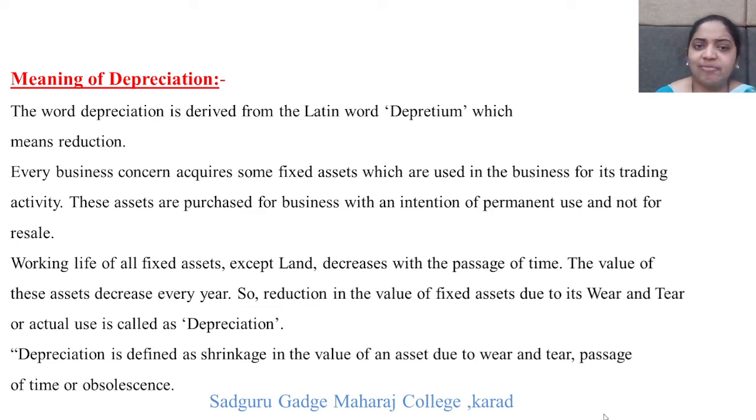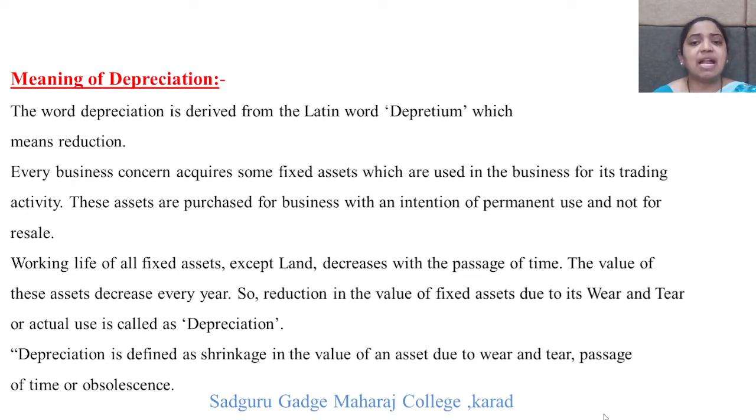Working life of all fixed assets except land decreases with the passage of time. Yes, it is true that the working life of all the assets, with the exception of land, decreases, because land value increases, it doesn't decrease. You know about land. So, with the exception of land, all the fixed assets in working, their value decreases as time passes on. The value of the asset decreases every year.